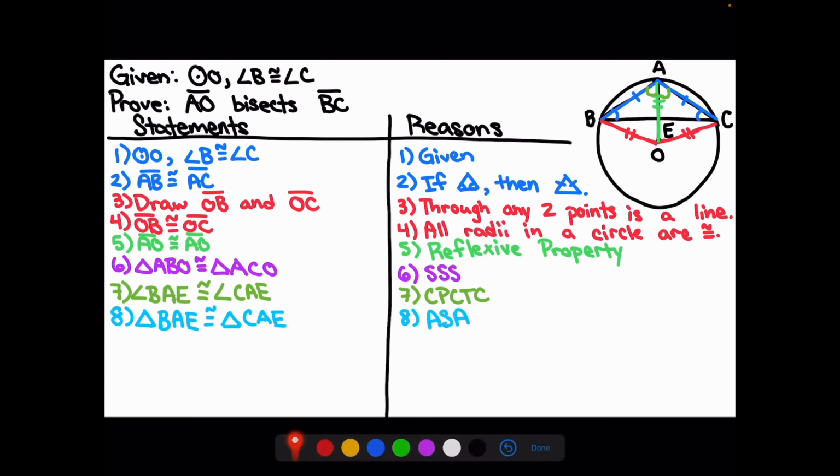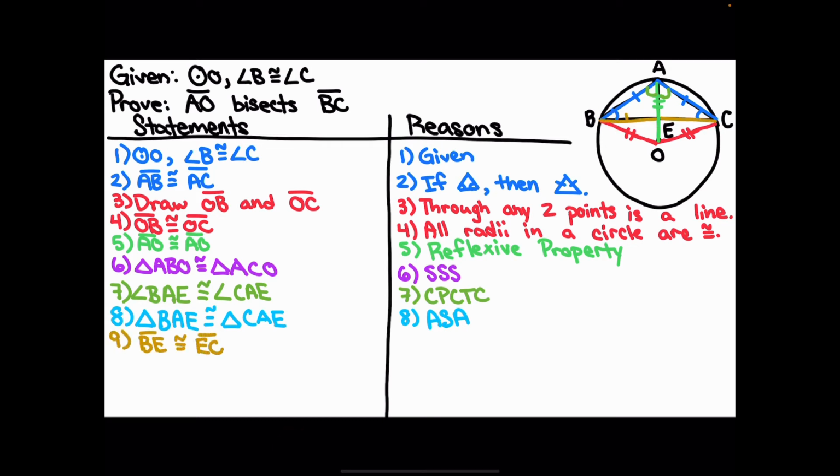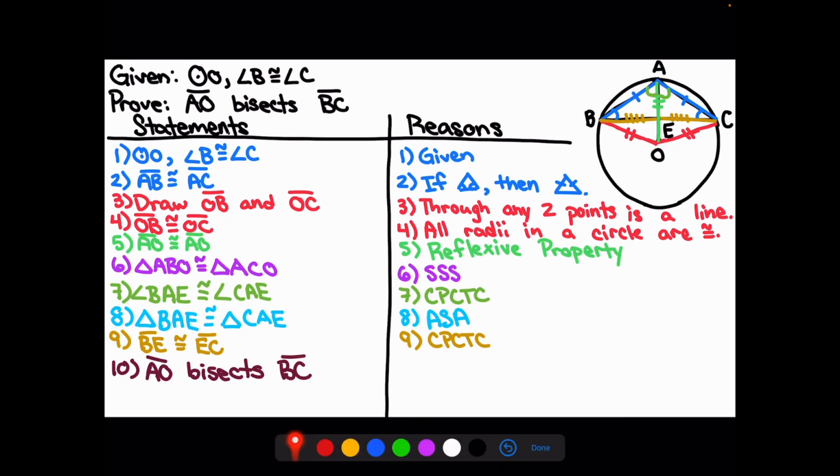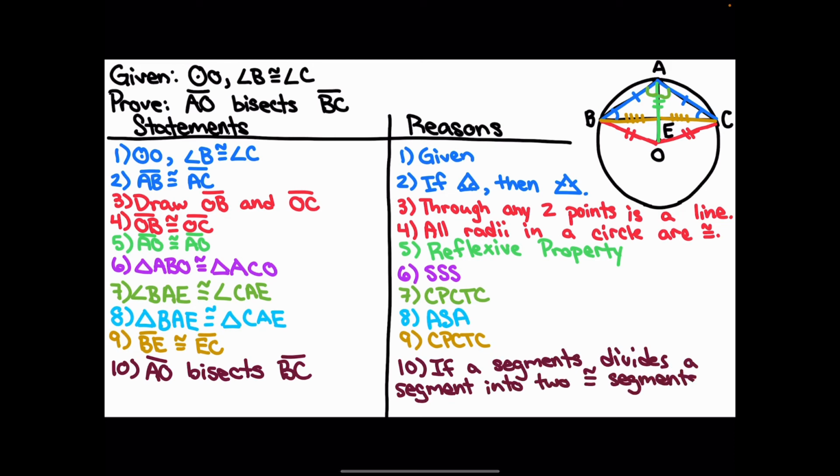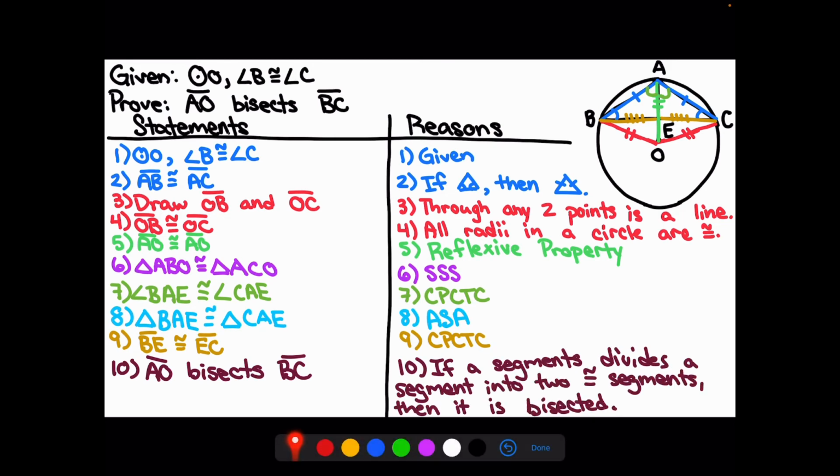Well, if those 2 triangles are congruent, then I should be able to say that BE is congruent to EC. And the reason that I can say BE is congruent to EC is because if triangles are congruent, then corresponding parts of congruent triangles are congruent as well. And with that, we now can say that segment AO bisects segment BC, because we can see that BC is being cut perfectly in half because it's congruent on either side. So therefore, if a segment divides a segment into 2 congruent segments, then it is bisected. That's the definition of a segment bisector.